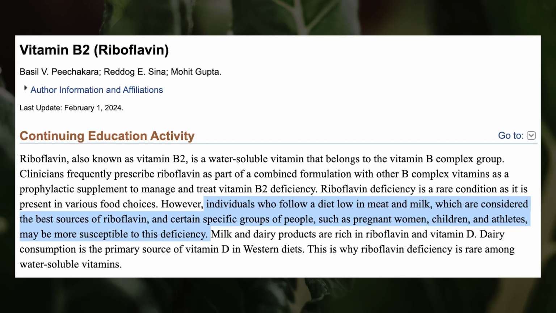So this may be one that you want to focus on. Another one is B2, otherwise known as riboflavin. And this vitamin is critical for all of the macronutrient utilizations. It's critical for activating other B vitamins like B3, 6, and B9. And it is also a cofactor in mitochondrial energy production.